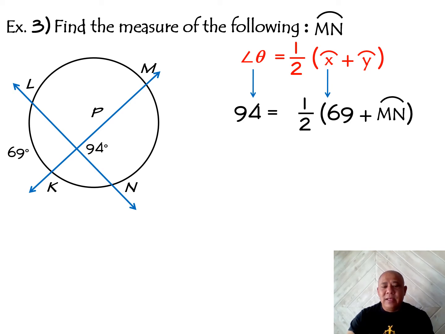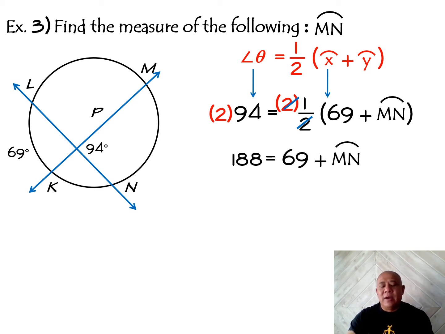So the first thing we need to do is get rid of that 1/2. What is the opposite of 1/2? Well, to get rid of the 1/2, you need to multiply both sides by 2. So if I multiply both sides by 2, it cancels the 1/2. This gives me 2 times 94, which is 188, equals 69 plus mn.